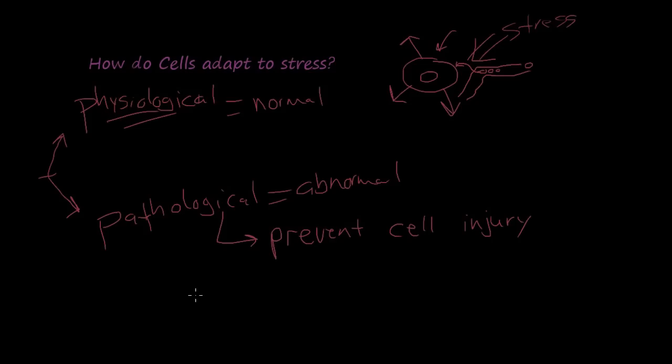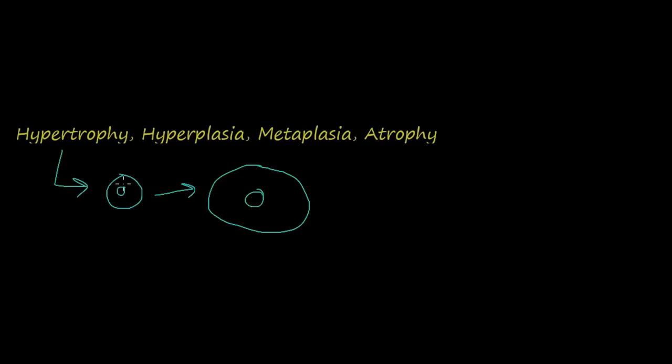Excuse me. So there are four types of adaptation that are usually talked about: hypertrophy, hyperplasia, metaplasia, and atrophy. Now, these can be pathologic or physiological, but these are just the four main types of adaptation. So hypertrophy, what is hypertrophy? Hypertrophy is if you have one cell of a certain size, it undergoes processes to make it bigger. That's what hypertrophy is: taking one cell of a certain size and making it bigger.